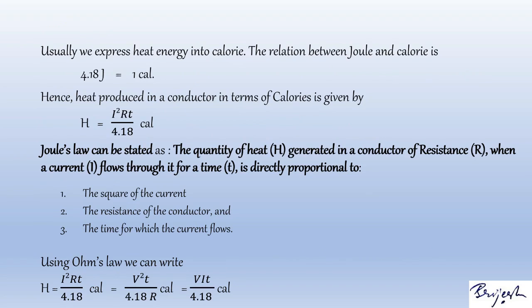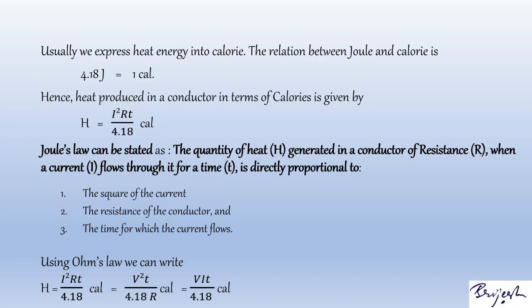Usually we express heat energy in calories. The relation between joule and calorie is 4.18 joule is 1 calorie. Hence, the heat produced in a conductor in terms of calories is given by H equal to I square R t upon 4.18 calories. Otherwise it would be I square R t joules.